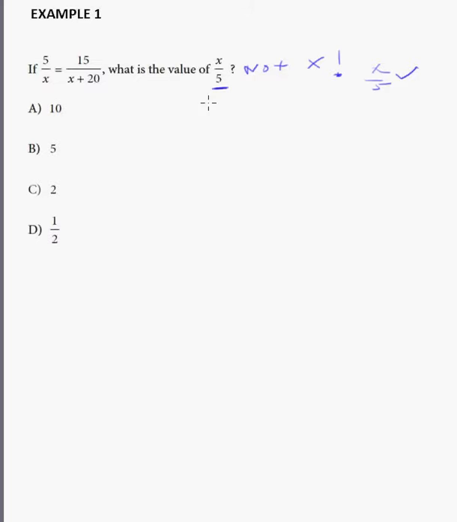Most students will find the x and move on, and that is pretty bad because you can't spend all your energy to find the value of x, and then they want you to find x over 5 because they want you to pay attention. That's the bottom line. So how do you solve this?